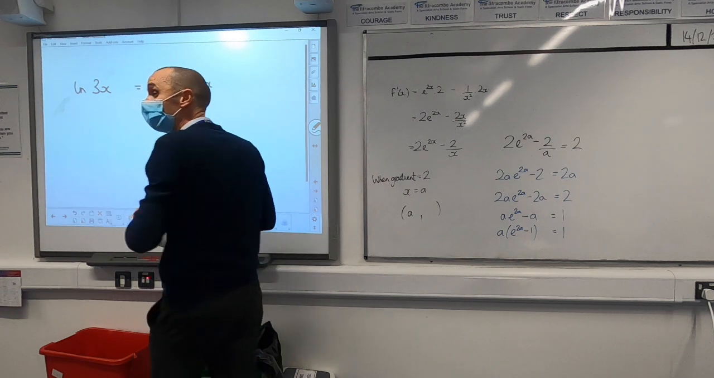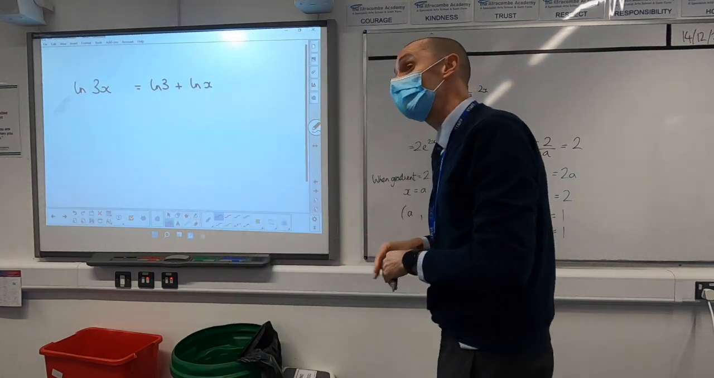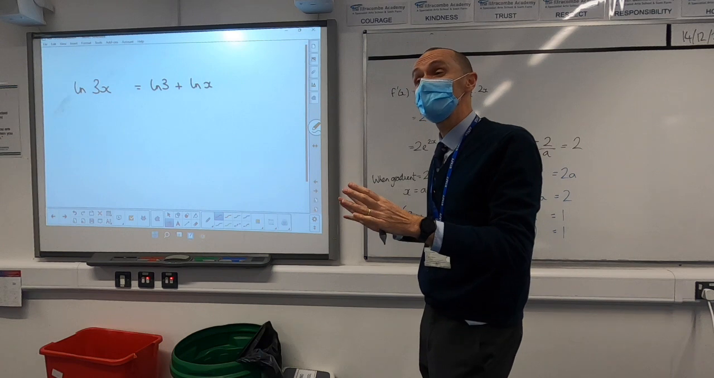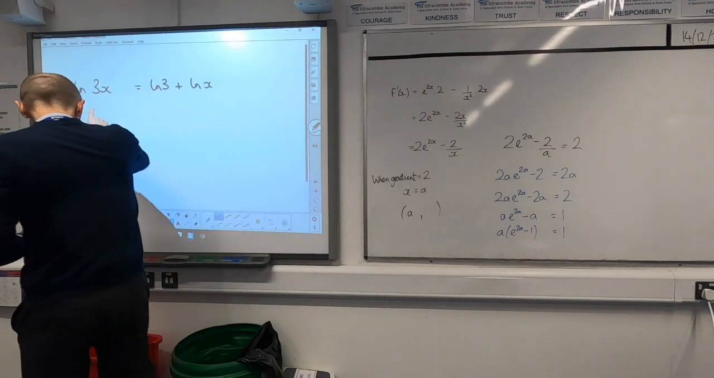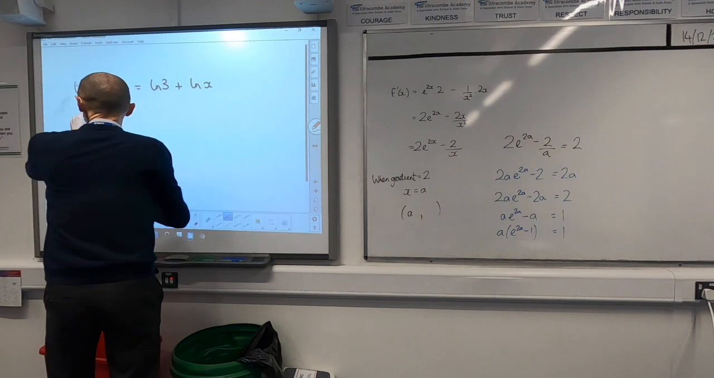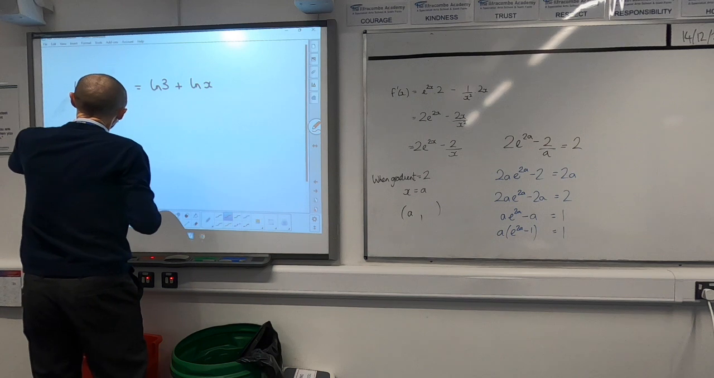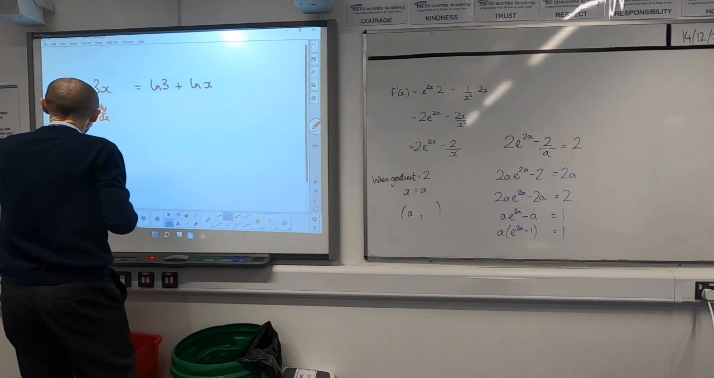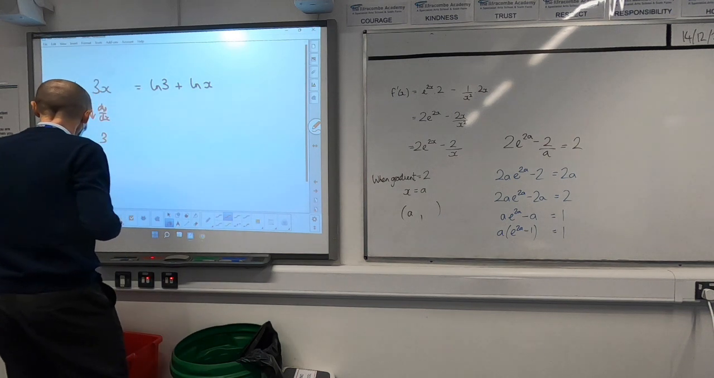Now the ln of 3 is a constant, it's a number. There's no variable involved there. And we know when we differentiate, constants disappear. So differentiating this, well, we said that if I differentiate that, then I get 1 over 3x multiplied by what you get when you differentiate that, which is 3, which all cancels down to 1 over x.